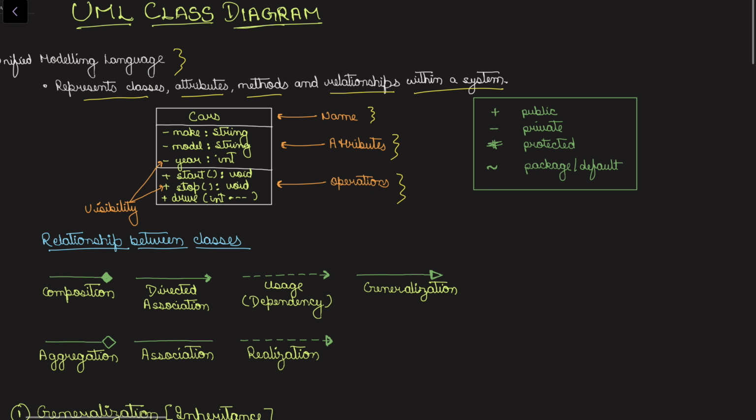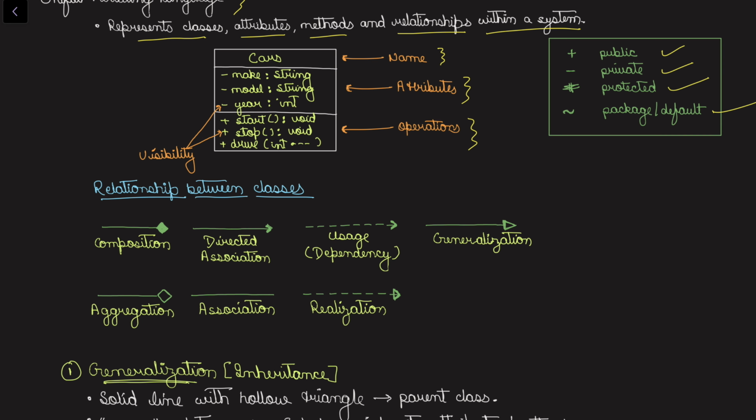So before going forward, let's understand the four types of visibility notations in a UML class diagram. The first one is public, which is denoted by plus; private, which is denoted by minus; protected, which is denoted by hash; and package default, which is denoted by this tilde, I guess. Now you can see before every variable there is the minus notation, which means that it is private. These are plus, which means that they are public, and these are the types: string, string, int, and the method return types: void, void, int.